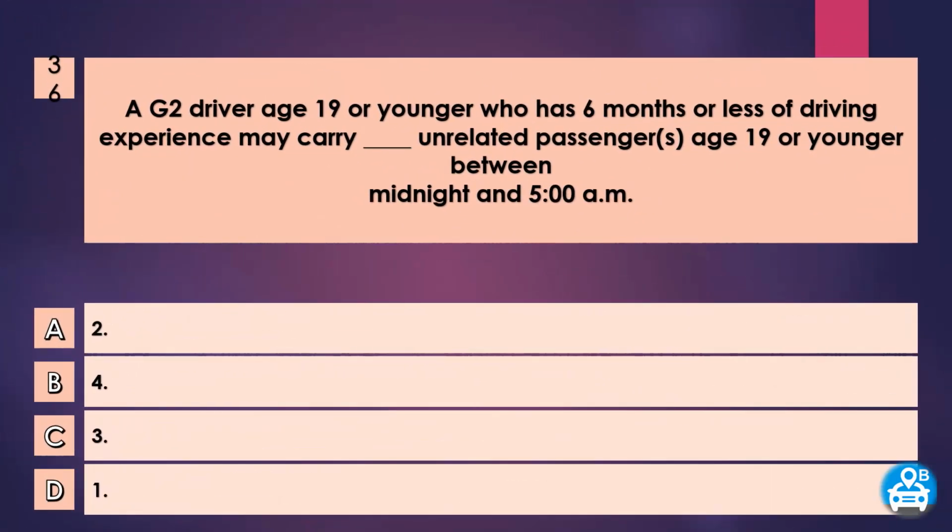A Gram 2 driver age 19 or younger who has 6 months or less of driving experience may carry unrelated passengers age 19 or younger between midnight and 5 a.m.: A. 2. B. 4. C. 3. D. 1.